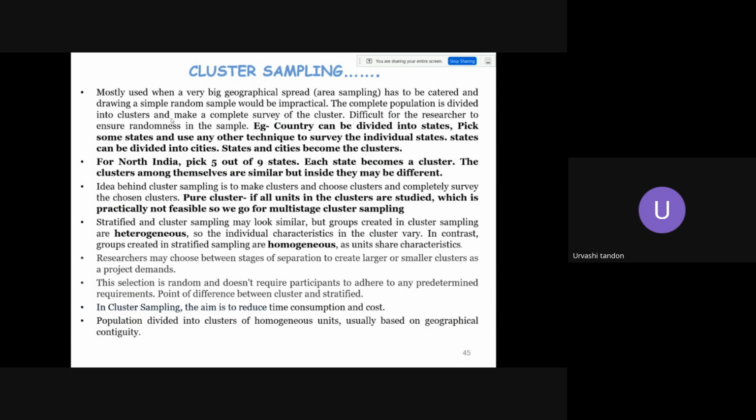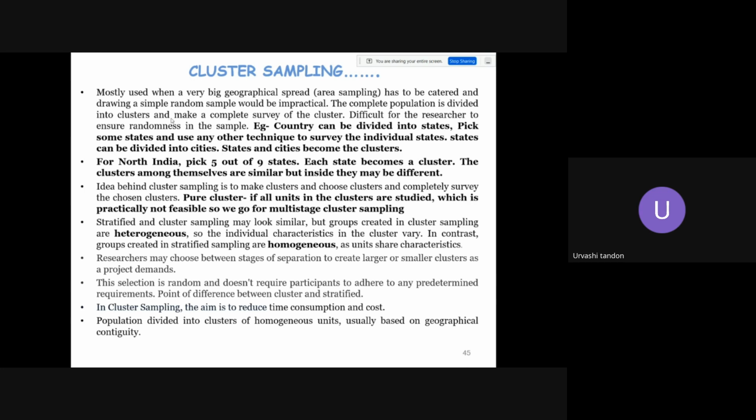So now, what is cluster sampling? Cluster sampling is mostly used when there is a very big geographical spread, right? Area sampling has to be catered, right? And the complete population is divided into clusters, and they make a complete survey of the cluster. It is difficult for a researcher to ensure randomness in this case.